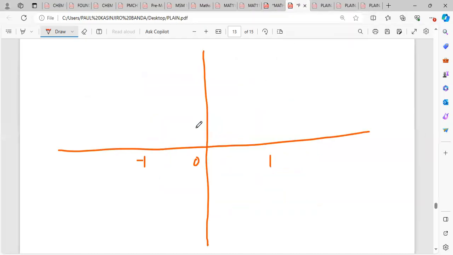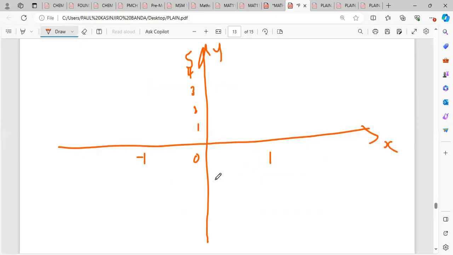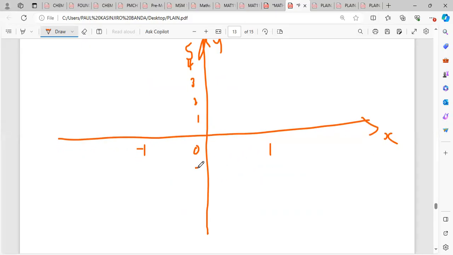So here I can say I have 1, I have 2, I have 3, then I have 4. I can even put 5 there. This is the y-axis, and this side is just the x. Then down there, I'll replicate what I have on top: -1, -2, -3, -4, then -5. So let's plot these points.